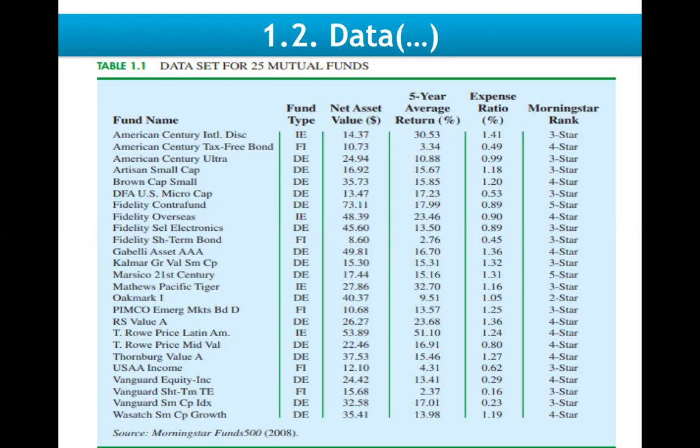So for the set of measurements for an observation, let's choose any random element. Let's say the fifth one, Brown Cap Small. DE, domestic equity, 35.73 for the net asset value, 15.85 goes for the third variable, which is 5-year average return. Then you have 0.53, and finally you've got the Morningstar rank, which is 3 star.